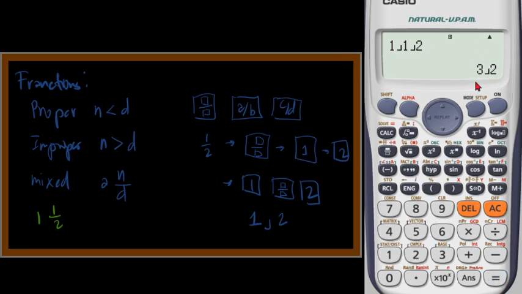Now for this one, our answer is in proper fraction. If you want to have our answer in a mixed form, we could have that set up. So shift, mode, then go to the arrow down, then you have this one as AB/C. You press 1, so you now have 1 1/2.